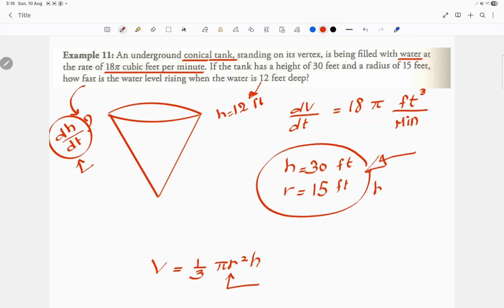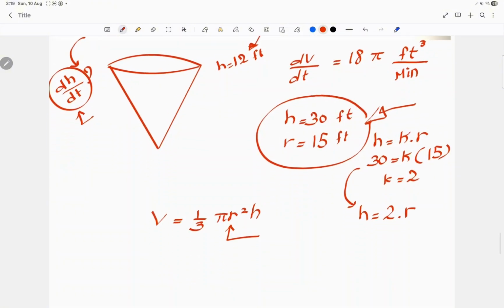So imagine you're going to say h is equal to kr. 30 is equal to k times 15. So k is equal to 2. So h is equal to 2 times r. But my goal is to replace the r with h. So instead of the r, put h over 2. Okay, so volume is equal to 1/3 pi r squared times h, and instead of the r, put h over 2.